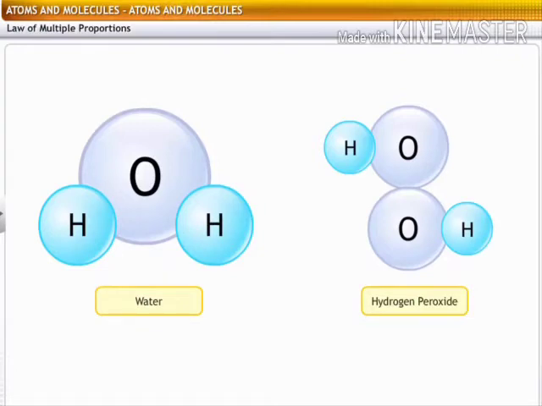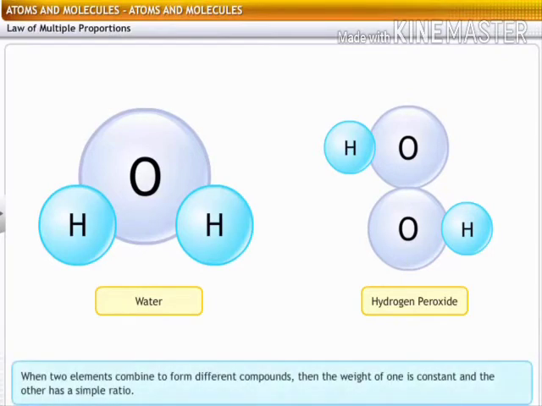peroxide. 2 parts of hydrogen combine with 1 part of oxygen to form water, and 2 parts of hydrogen combine with 2 parts of oxygen to form hydrogen peroxide. This follows the law of multiple proportions. According to this law, when 2 elements combine to form 2 or more different compounds, then the weight of one of the elements is constant and the other has a simple ratio.